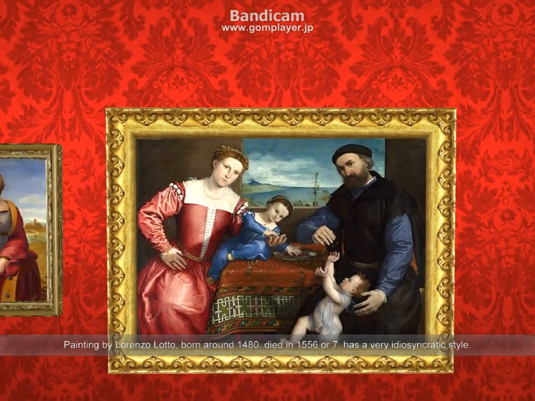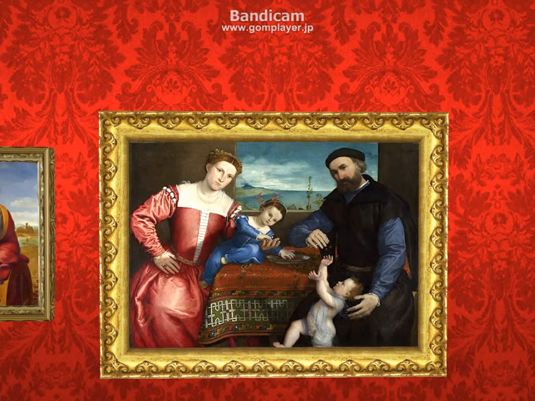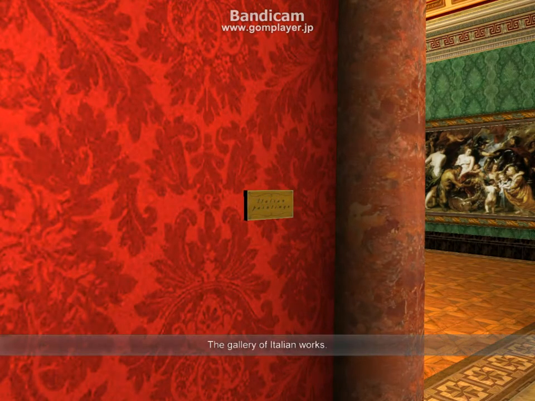Painting by Lorenzo Lotto, born around 1480, died in 1556 or 7, has a very idiosyncratic style. The Gallery of Italian Works.